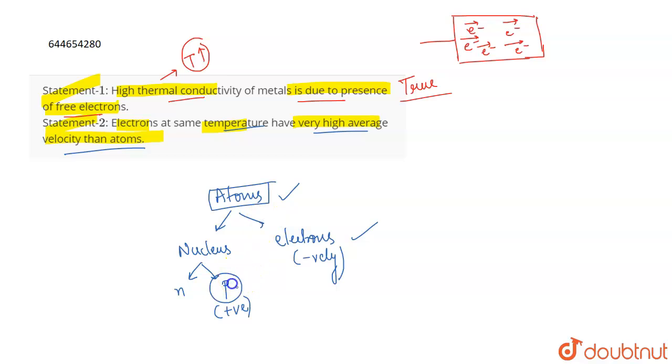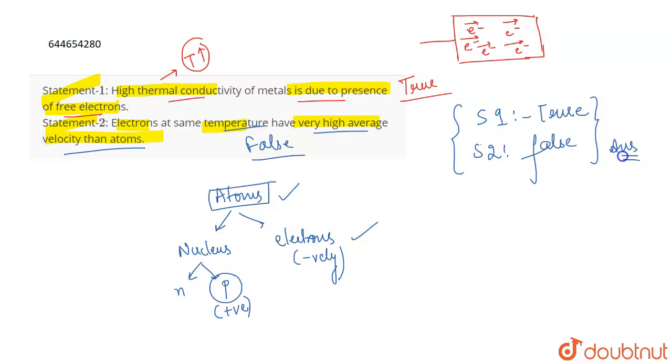And atoms also consist of protons. So in general, the average velocity of atoms is going to be higher than electrons, right? So if we are considering the same temperature, then the electrons at the same temperature will not have higher velocity as compared to atoms, because atoms consist of electrons as well, right? So the average velocity of atoms is also going to increase. So this statement which is given to you is a false statement. So statement 1 is a true statement, whereas statement 2 is a false statement, and this is the conclusion for the question. That's all for the question.